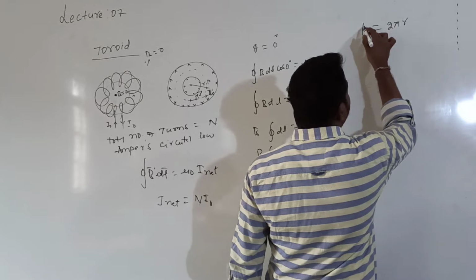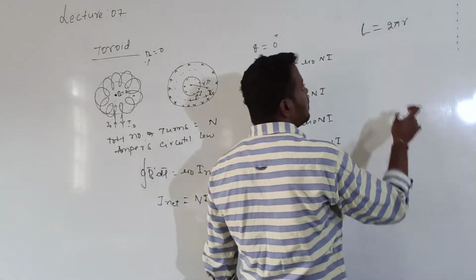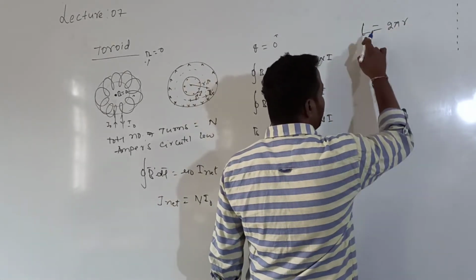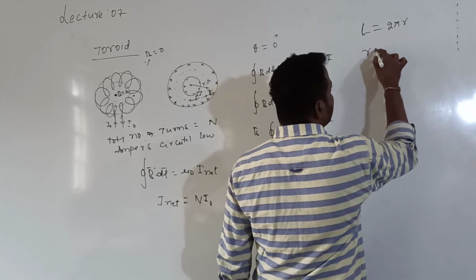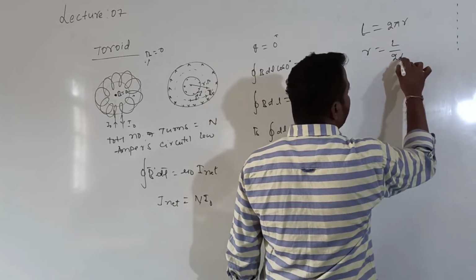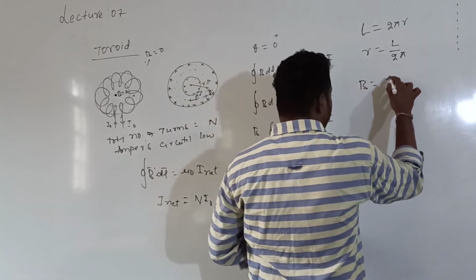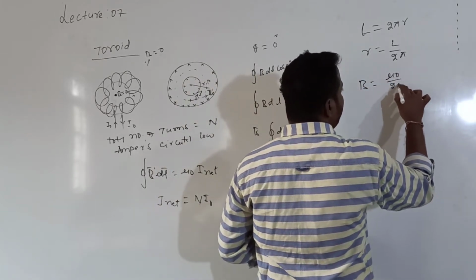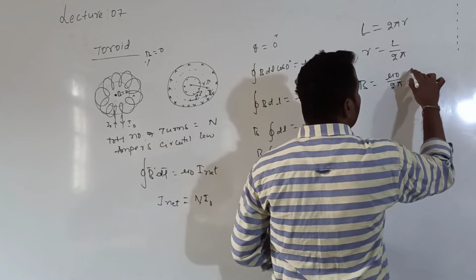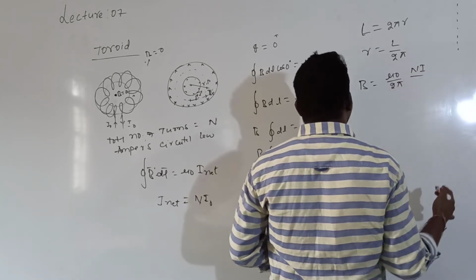Length of the toroid will be equal to the total circumference. When L is equal to 2 pi R, R is equal to L divided by 2 pi. If I substitute this value, what is B given by? B is equal to mu naught by 2 pi into N into I divided by R value.